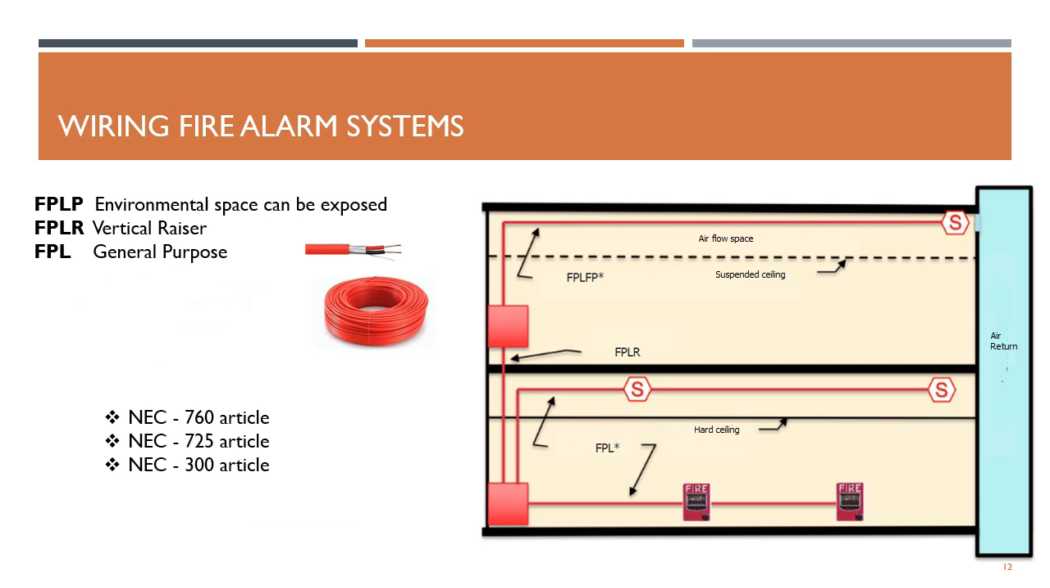Then you have to go up. If we are in a building or a property where it has more than one floor, it is necessary to go up from a box to the one above. For this wiring between floors, it is necessary to use what is known as riser, which is the standard recommended cable, the FPLR.